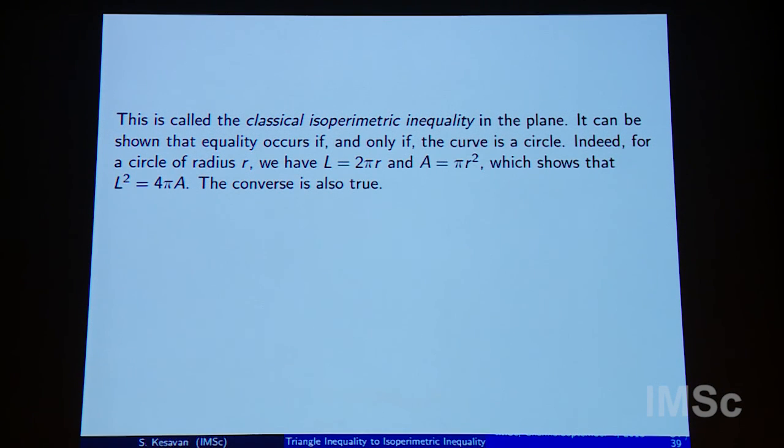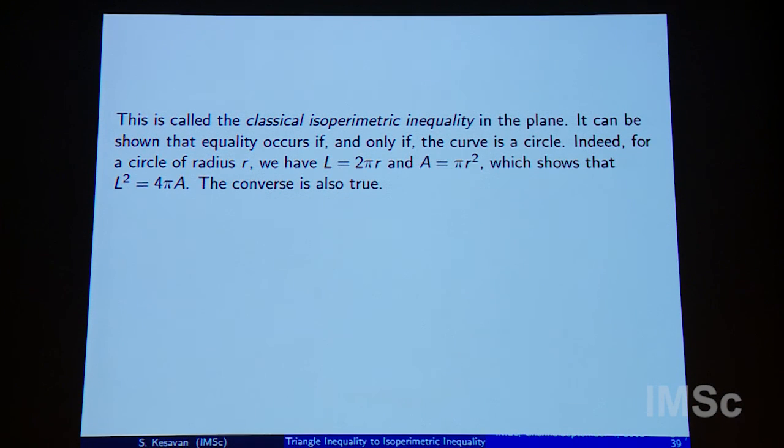And you can prove, that's a little more complicated, you need some Fourier series arguments or some other arguments, to show that if L square equals 4 pi A, the curve is necessarily a circle. No other curve will achieve this. That is another beautiful result, but that's more complicated to prove. The proof of this is easy just by geometry, but that requires some more analysis. Okay, so the only curve which achieves equality in the isoperimetric inequality is the circle.